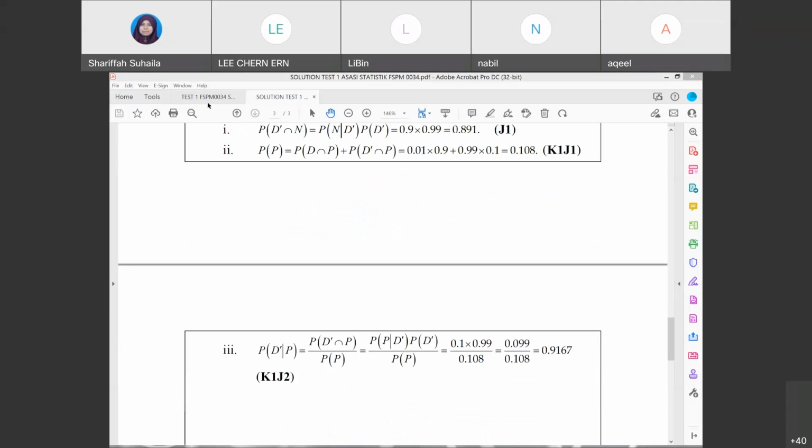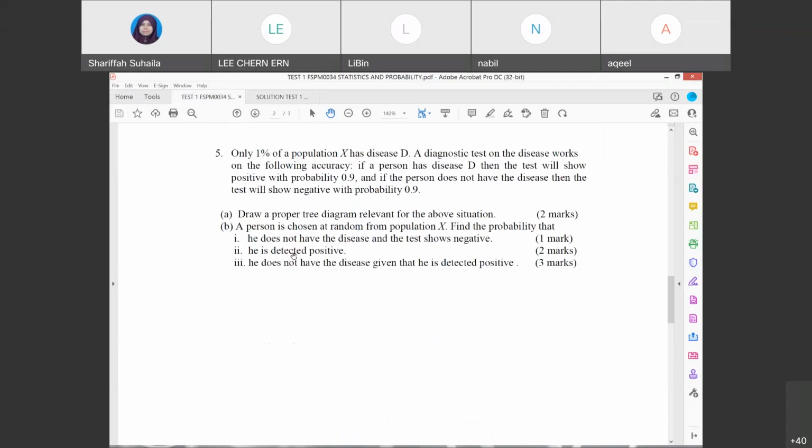So here we have the tree diagram. Draw a proper tree diagram relevant for the above situation. 1% of a population X has a disease D. The diagnostic test on the disease works with the following accuracy. If a person has disease D, then the probability the test shows positive is 0.9. If the person does not have the disease, then the probability the test shows negative is 0.9. So your first branch is has disease, does not have disease. Then the second branch, positive, negative, positive, negative. So draw the tree diagram.